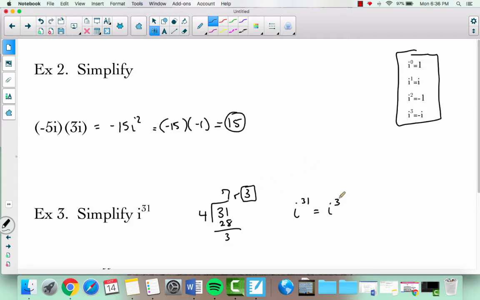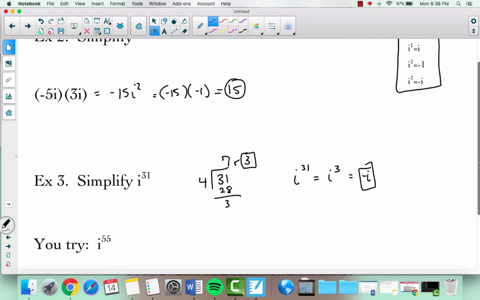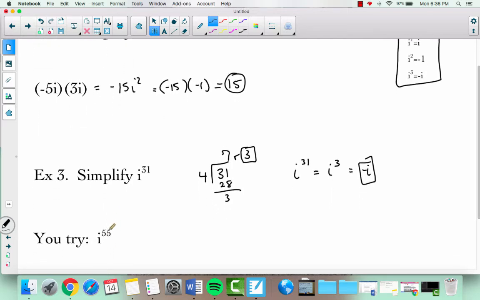So notice that I've just carried that over. So i to the third we know is the same as -i. So the simplified version of i to the 31st is -i. And that's much easier to work with when you're dealing with the higher exponents. And you can do the same thing. I want you to go ahead and try i to the 55th power.